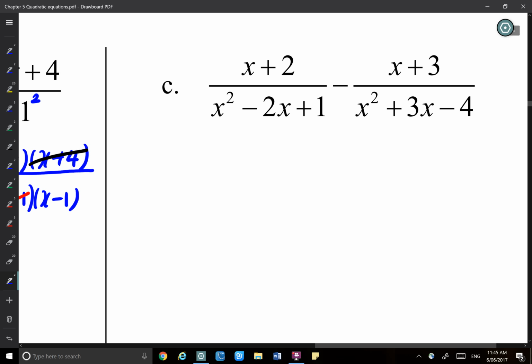For C, you have x plus 2 over... what we have here is x minus 1 squared.